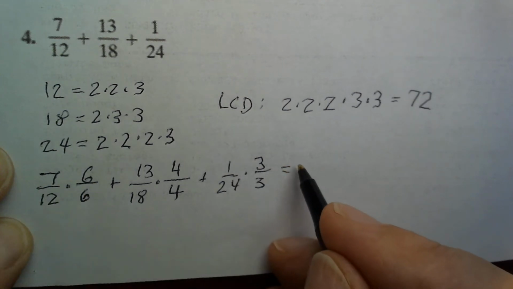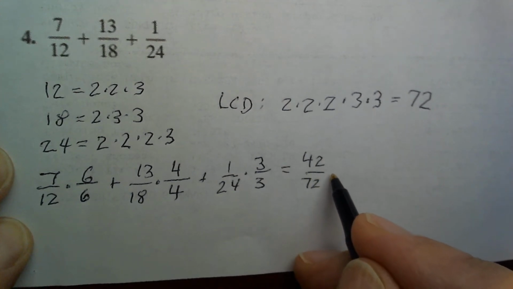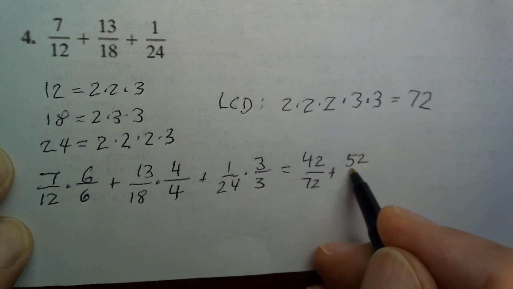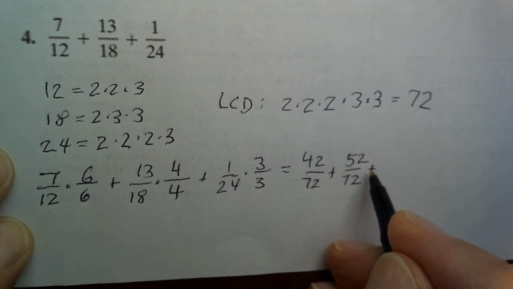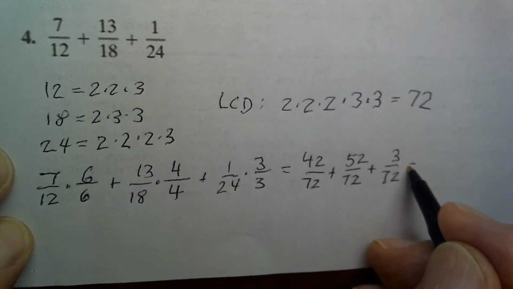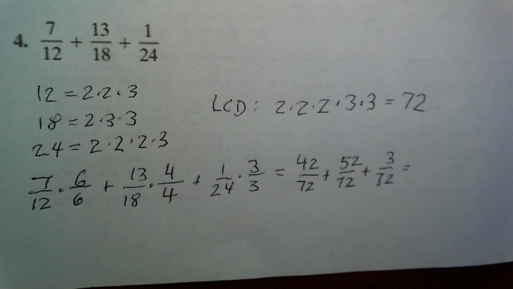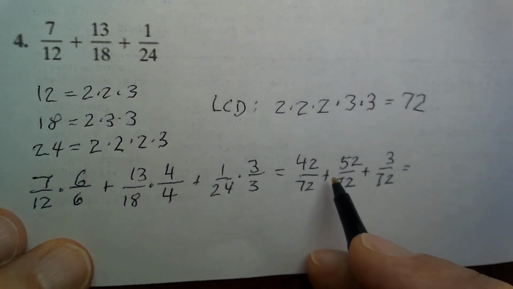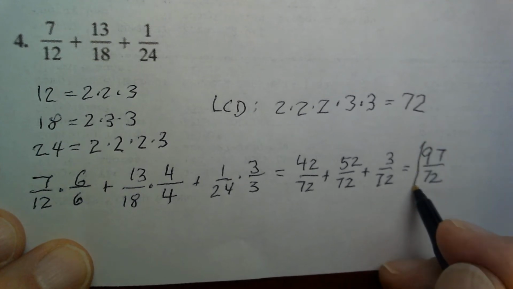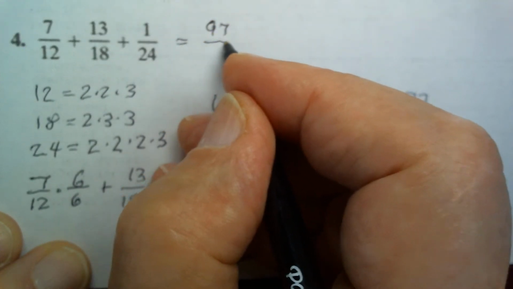So 7 times 6 is 42 over 72. And 4 times 13 is 52 divided by 72. And then 1 times 3 is 3 divided by 72. And that is equal to 94, and 3 is 97 divided by 72. So 97 divided by 72.